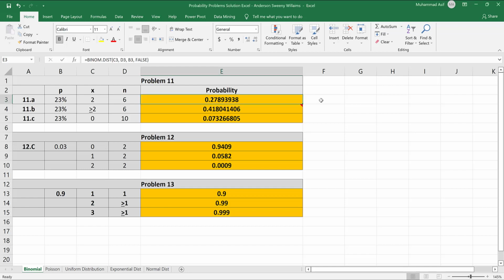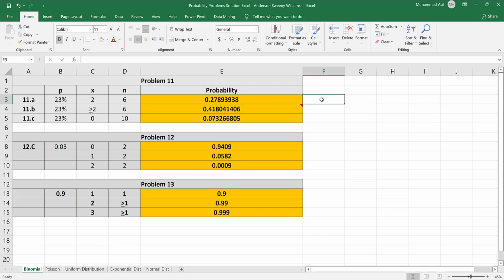I would like to spend a little bit more time on this cumulative and false in the syntax of binomial probability. So for instance in the earlier one that was the probability of 2, and we used false because it was specifically the probability of 2. But if we use true here instead of false, then it will give us the probability of 2 and less than 2, which means the probability of 0, 1 and 2.